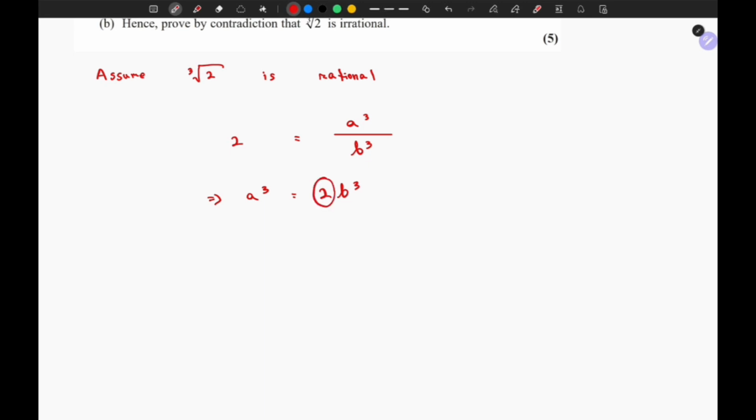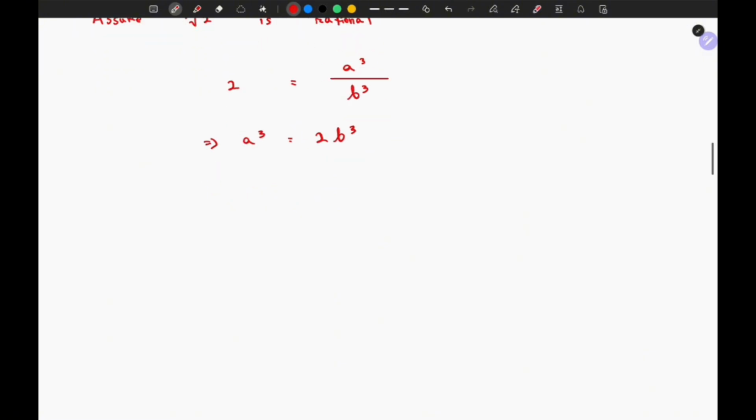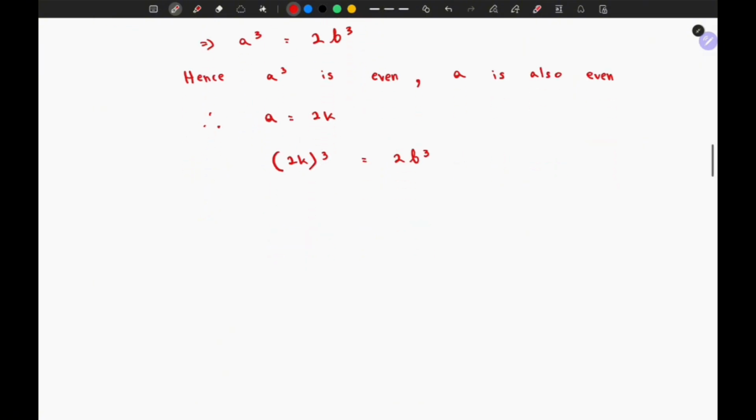Now since there's a 2 at the front and a cubed is equal to twice of b cubed, we can say that hence a cubed is even. So now you can say that a is also even. So we can say that a is twice of k. So we can replace a cubed with twice of k whole cubed, and this is equal to twice of b cubed.